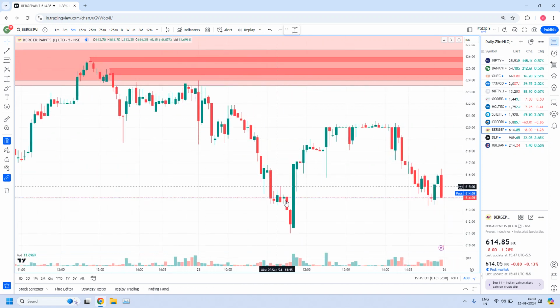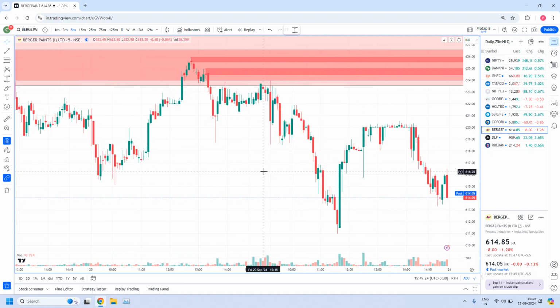Otherwise, we would have got a very good profit, because throughout the day, most of the time till 11:30, the prices were continuously falling. After that, there was some recovery. But anyway, we missed this trade. This is what we have to understand.